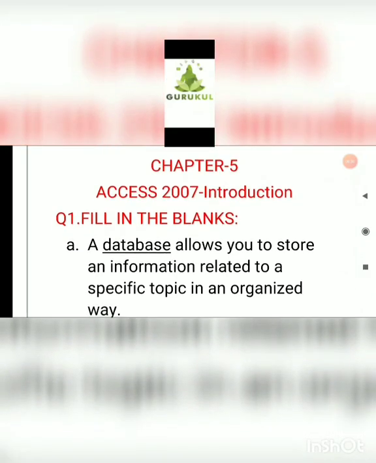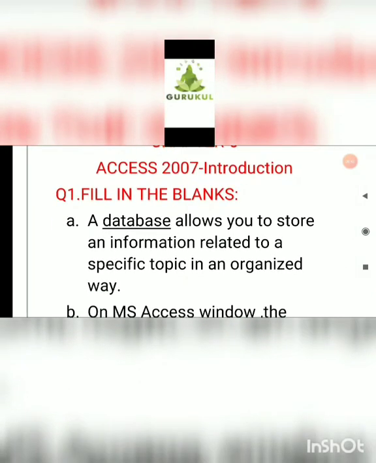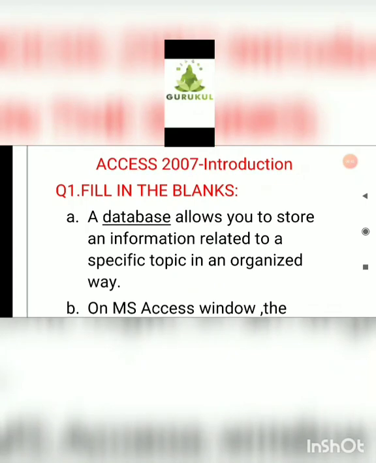A dash allows you to store an information related to a specific topic in an organized way. Here the answer will be database. So what do you mean by database? The database is a collection of similar kind of data all together. So a database allows you to store an information related to a specific topic in an organized way.